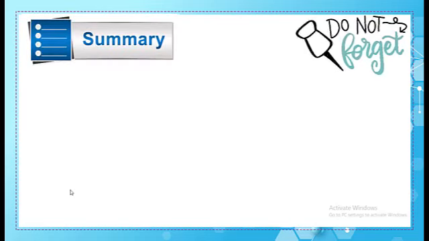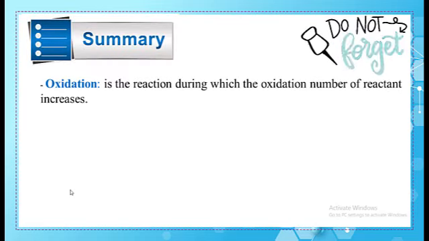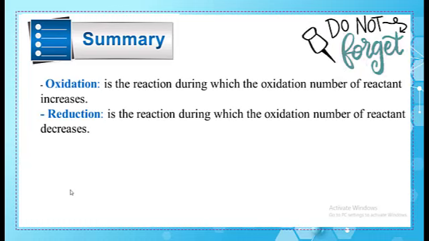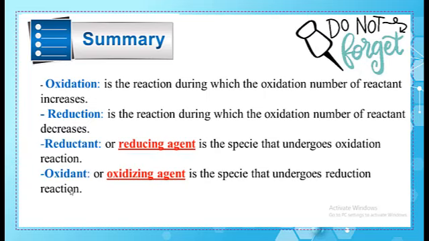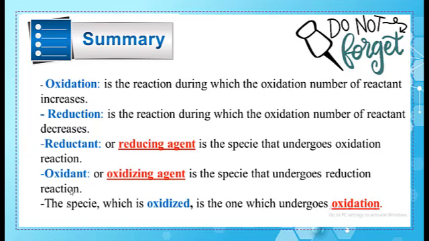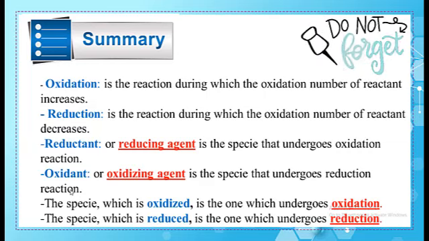As a summary that you should not forget, oxidation is the reaction during which the oxidation number of a reactant increases. Reduction is the reaction during which the oxidation number of a reactant decreases. Reductant or reducing agent is the species that undergoes oxidation reaction. Oxidant or oxidizing agent is the species that undergoes reduction reaction. The species which is oxidized is the one which undergoes oxidation. The species which is reduced is the one which undergoes reduction.